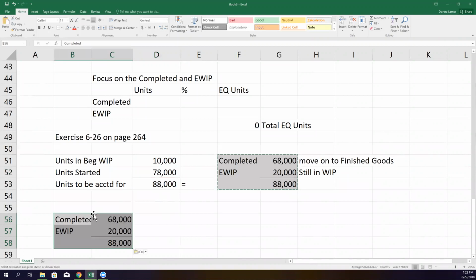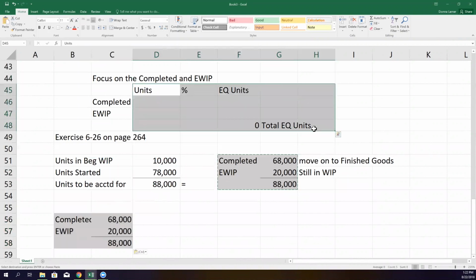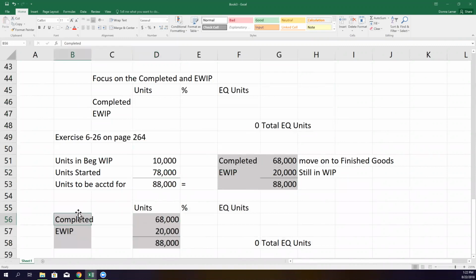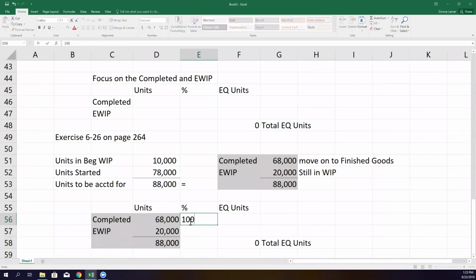I'm going to turn that into our equivalent unit calculation. So I'm bringing down all the stuff we were doing up there, and we're going to figure out how many equivalent units this represents. Let's move these guys over and put in the percentage done. If they're completed and transferred out to finished goods, then they must be 100% done.